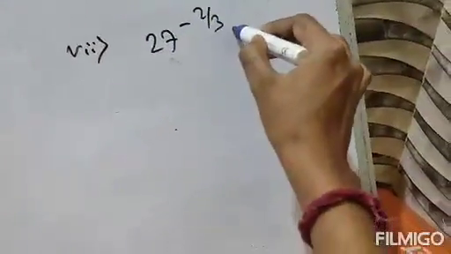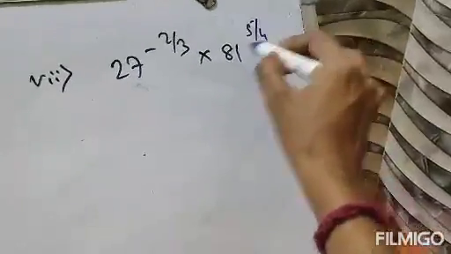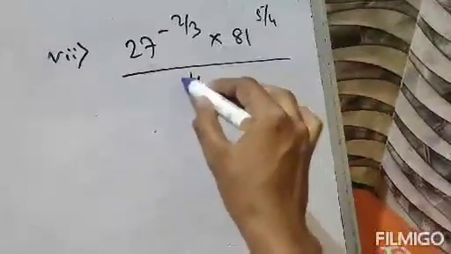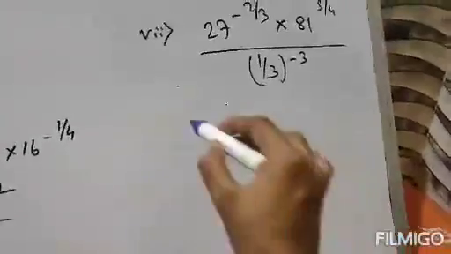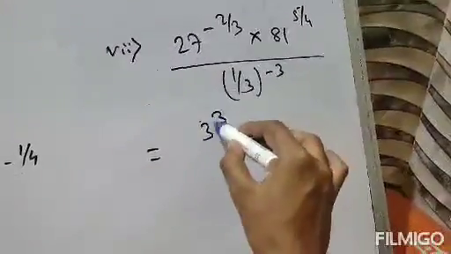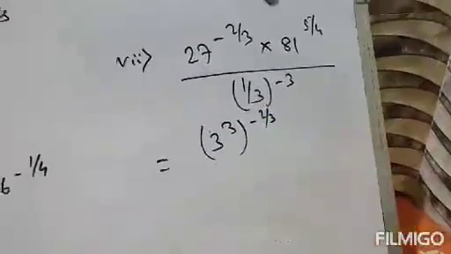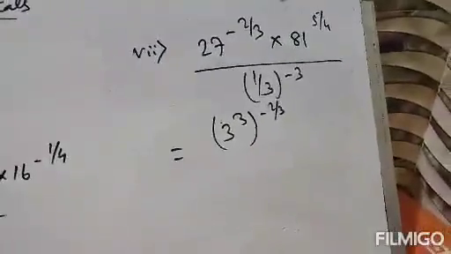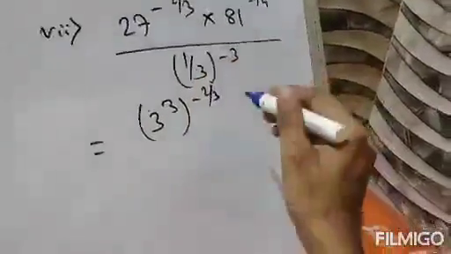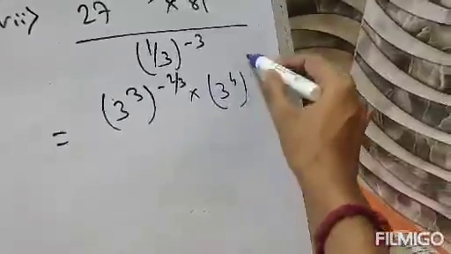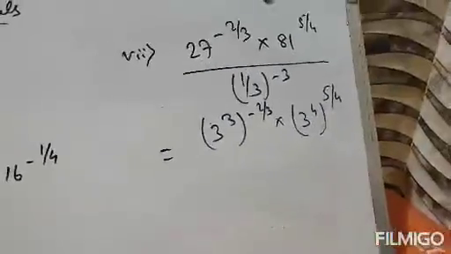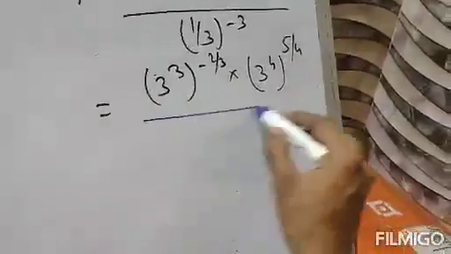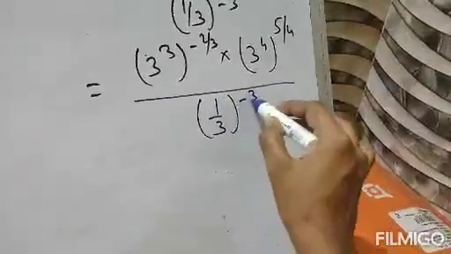Question number 7 is 27 to the power minus 2 by 3 into 81 to the power 5 by 4 divided by 1 by 3 to the power minus 3. So just factorize 27. 27 means 3 to the power 3, like we factorized 512 in the previous question. This gives you 3 3's, that means 3 to the power 3, and 81 gives you 4 3's, that means 3 to the power 4, and this is 1 by 3 to the power minus 3 in the denominator.